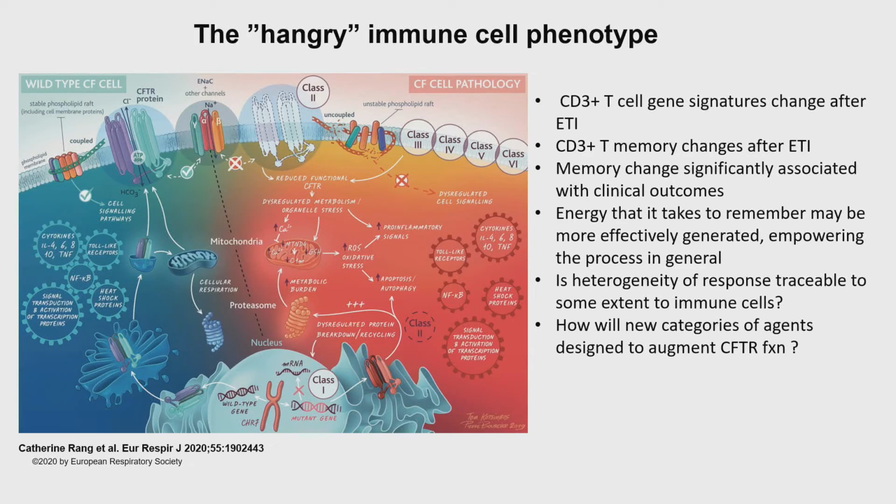And we have all these new categories of agents, right? Six or eight now that are kind of coming into clinical trial. Can they augment CFTR function better? What will they do in terms of these processes in immune cells and helping them to remember and helping them to deal with infections better?